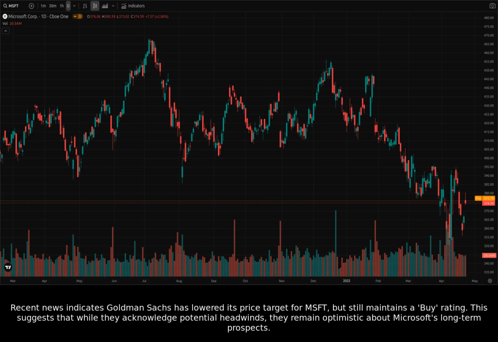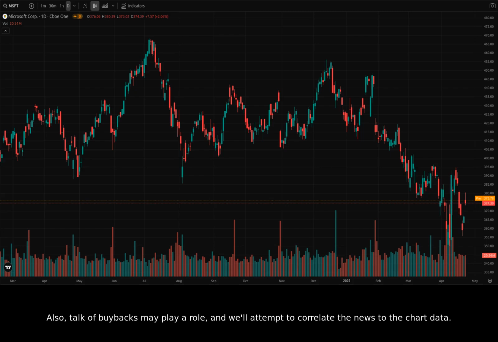Recent news indicates Goldman Sachs has lowered its price target for Microsoft, but still maintains a buy rating. This suggests that while they acknowledge potential headwinds, they remain optimistic about Microsoft's long-term prospects. Also, talk of buybacks may play a role, and we will attempt to correlate the news to the chart data.